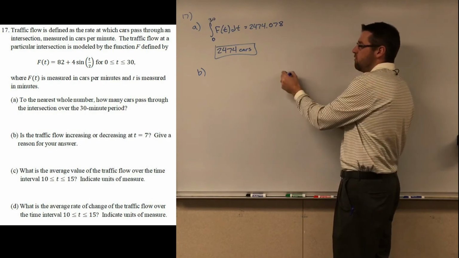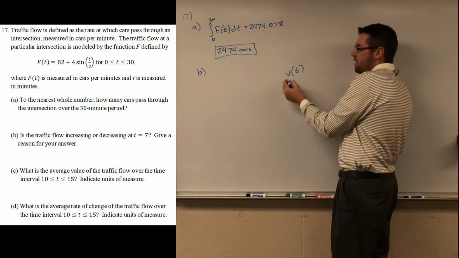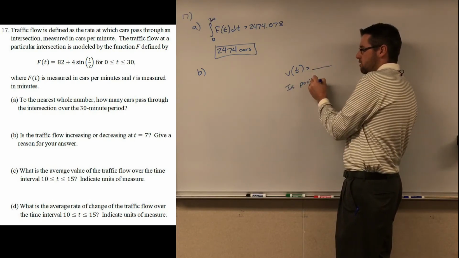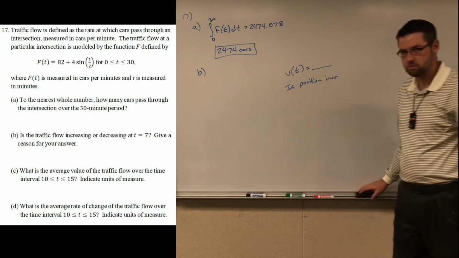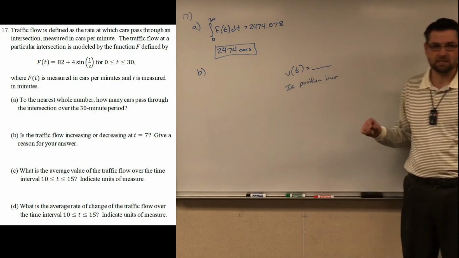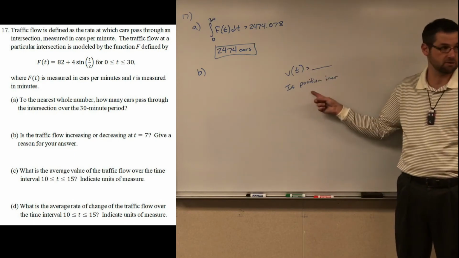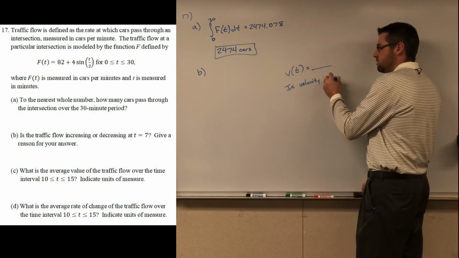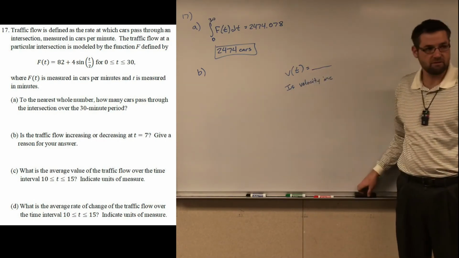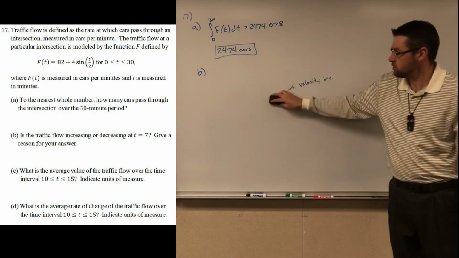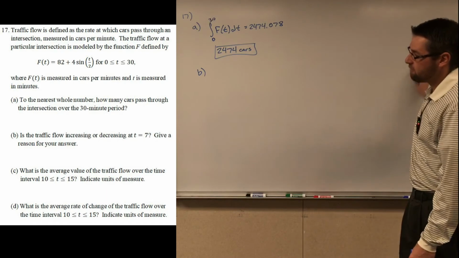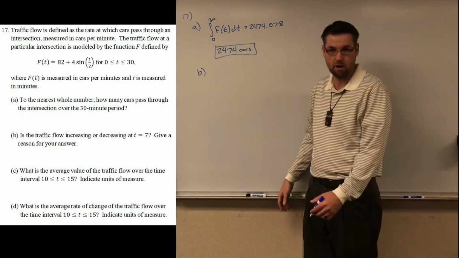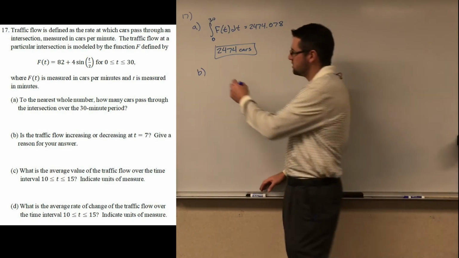If I give you, for example, velocity, and I say, is position increasing, then would you take the derivative of velocity? No, because this is the derivative of this, right? But if I say, is velocity increasing, then you'd have to take the derivative of velocity. You guys follow me? Say, okay. So if I want to know if the traffic flow is increasing, that means I'm asking, is F increasing? So I have to take F prime, right? At 7, so what's it going to say?